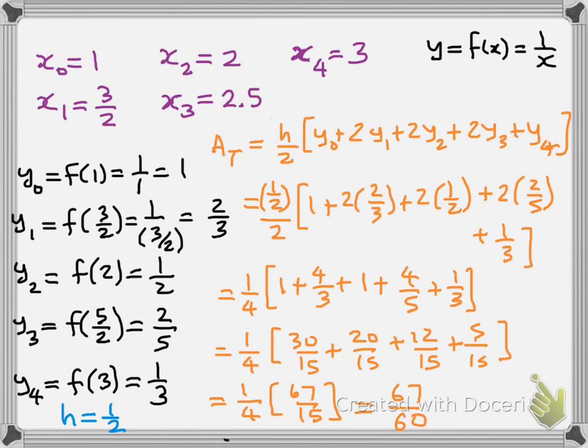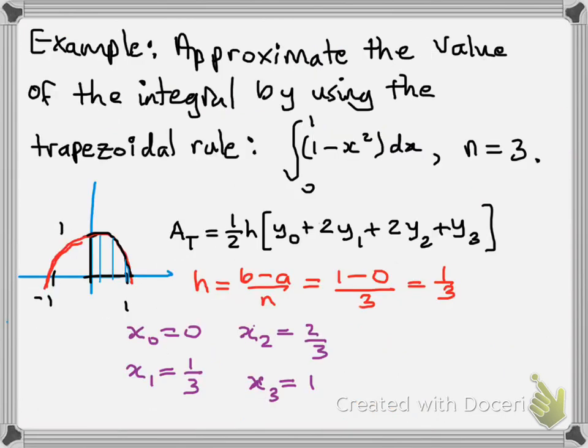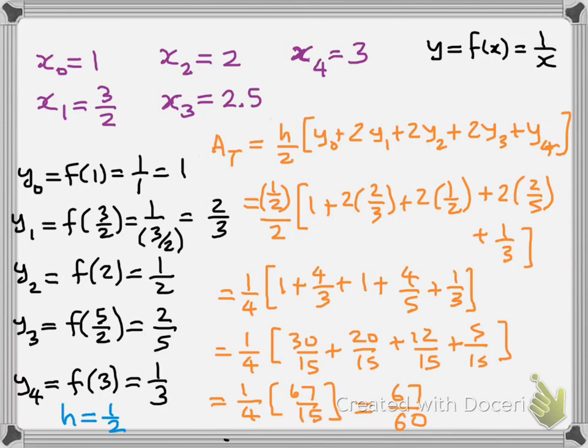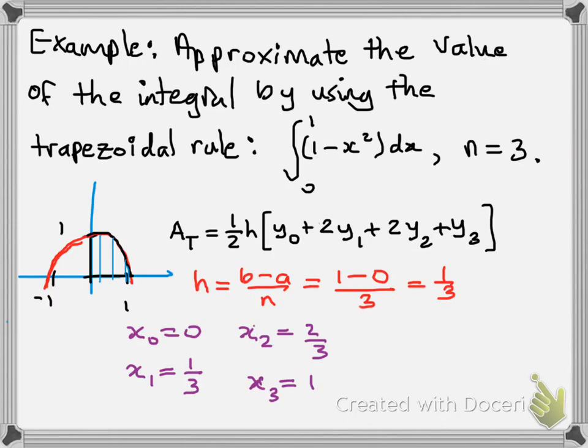Let me do another example with you. So another example I'm going to show you here. Okay. So for this next example, it is to approximate the value of the integral by using the trapezoidal rule. The integral is given as the integral of 1 minus x squared dx from 0 to 1, and we're using n equals 3.